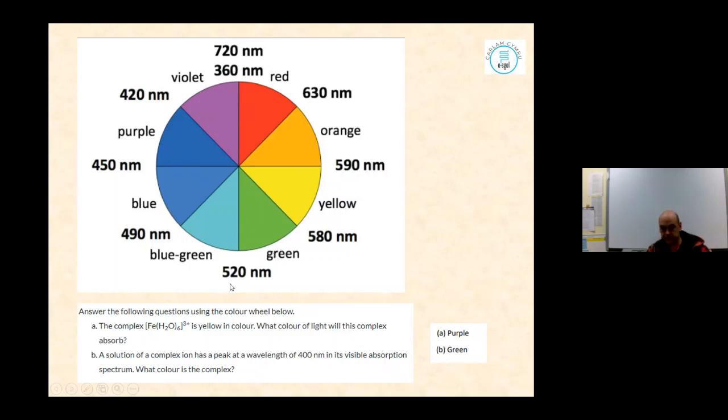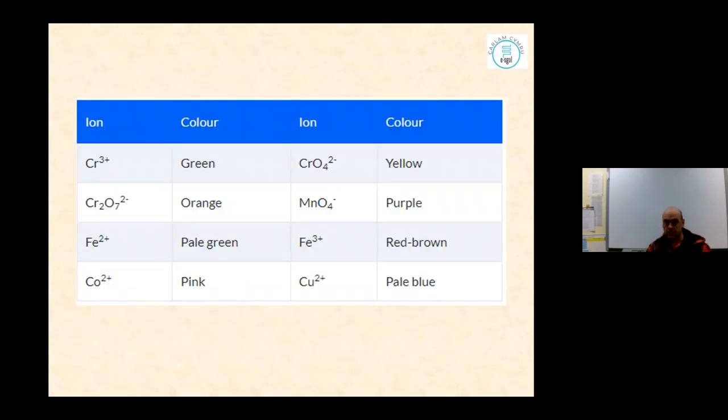Okay, so typical questions. Again, it's a bit of a pain. I'm sorry, you're just going to have to learn it. The exam board want you to know the actual colour that these ions form in solution. So you're going to have to learn those. Just interestingly, the iron 3 plus is red-brown, and that's because you don't just get the iron 3 plus in there, you get other complexes forming that give their own characteristic colours. But you should know some of these.